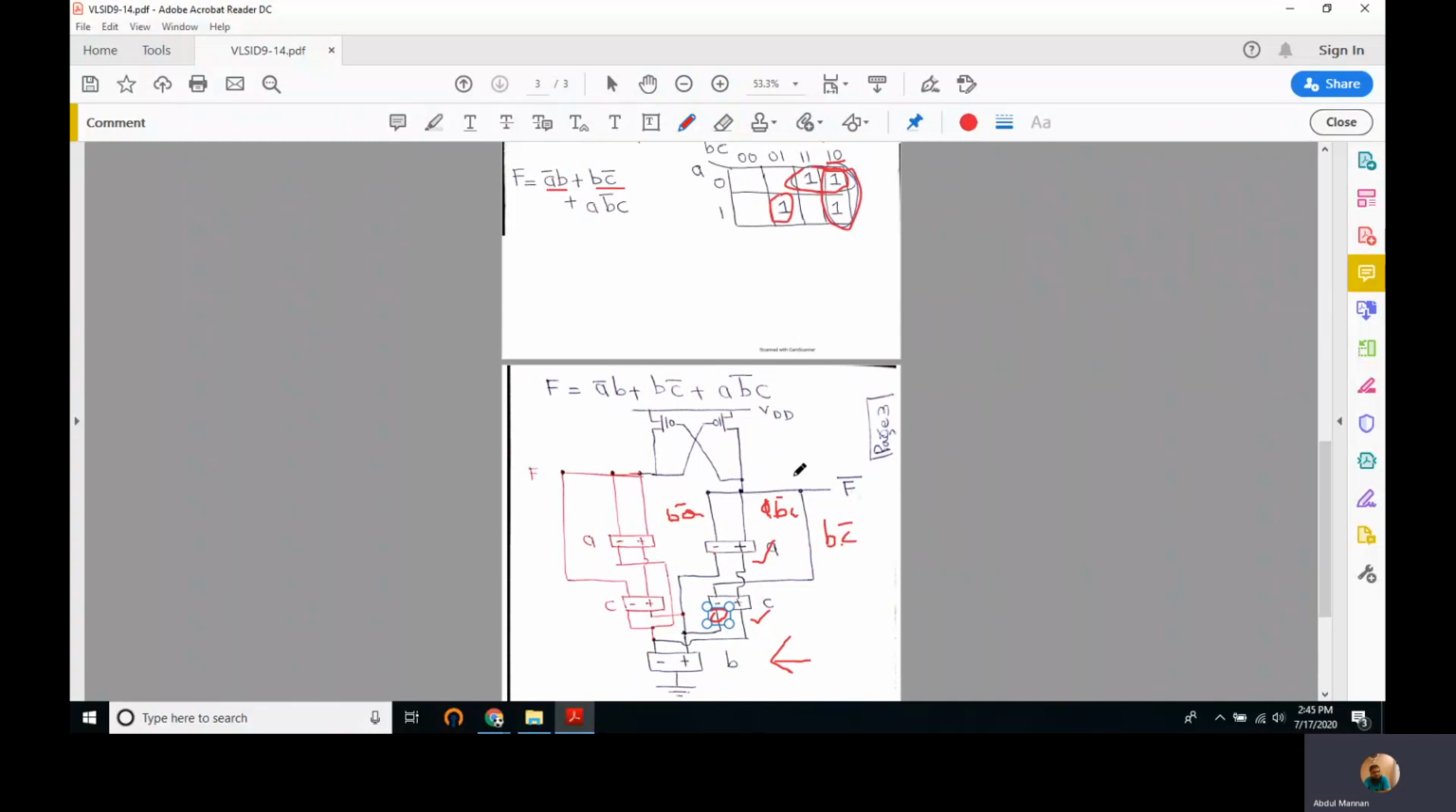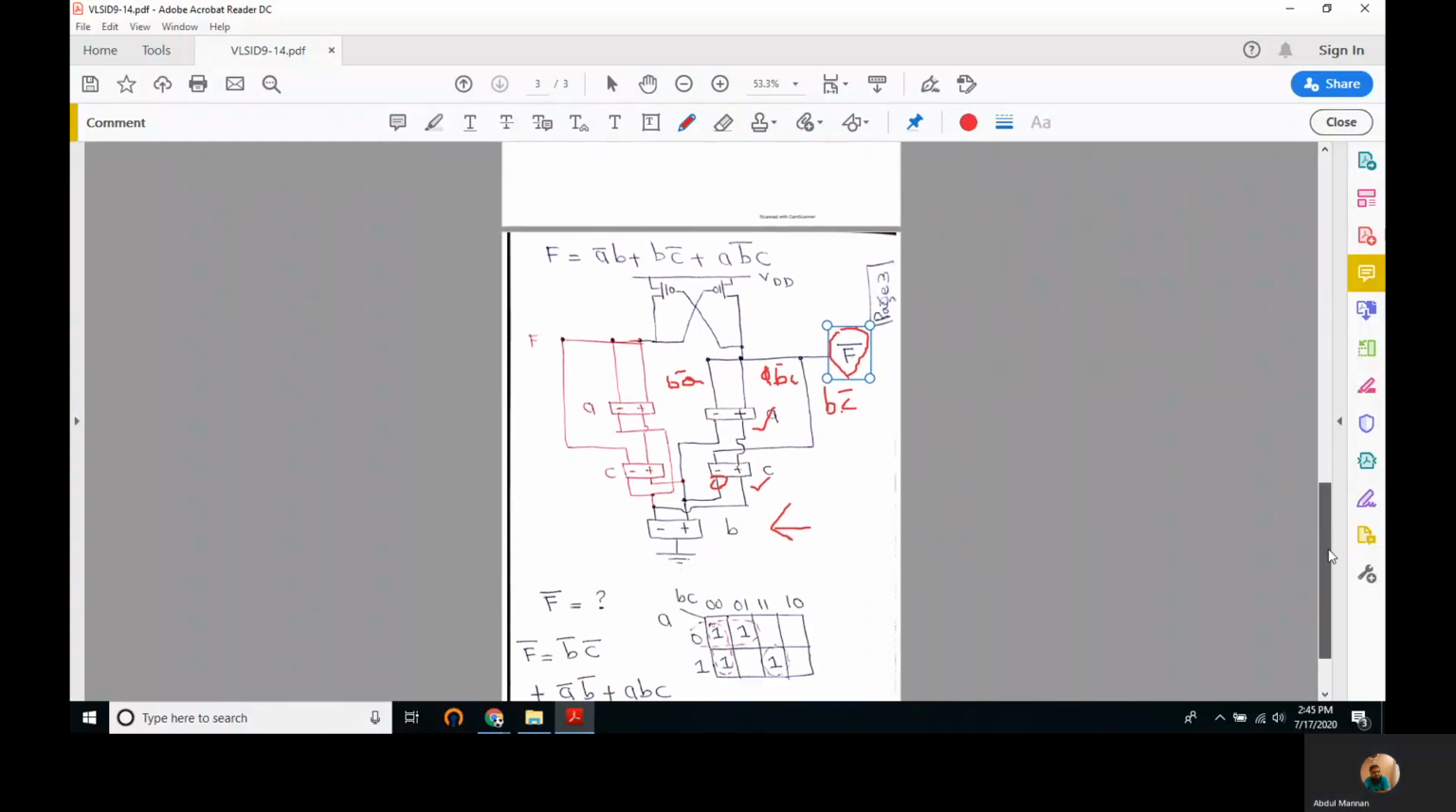So that will not implement F. This is very important. Although we have developed the scheme for F, it doesn't implement F. What does it implement? It implements F bar, because NMOS arrays implement the complement of the original expression.